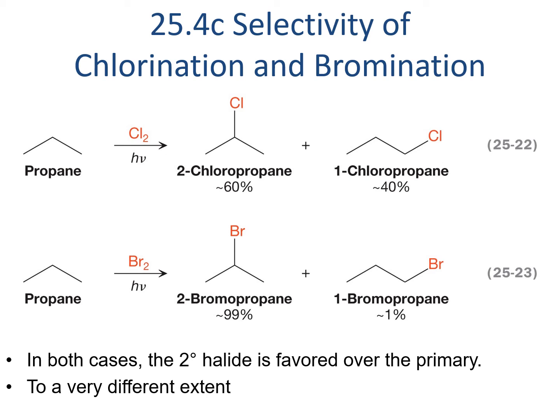Bromine will give almost entirely the halogen at the location of the most stable radical, which you can see as the 99% yield of the 2-bromopropane below. While chlorine gives a mixture of products, which you can see in the mixed yields between 2-chloropropane, about 60%, and the less stable primary halide at 40% of 1-chloropropane. But chlorination can sometimes be the only direct way of producing a primary halide.